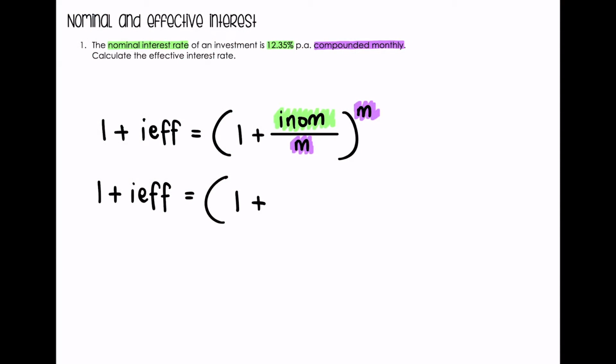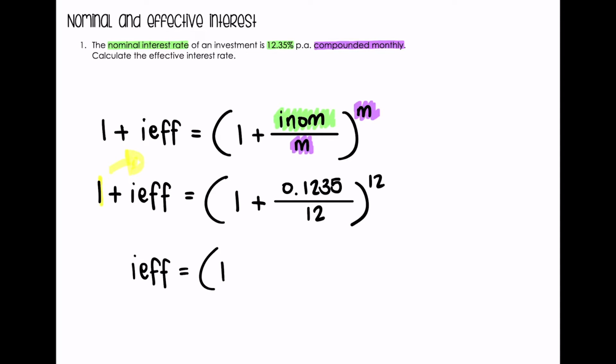So 12.35 will become 0.1235. And that will be over the compounding period, or the number of times it's compounded, which is 12, raised to the power of 12. So that means that for the effective interest rate, I can take this 1 across the equal sign and subtract it from the other side. So that means that this would be equal to 1 plus 0.1235 over 12, raised to the power of 12 and then minus the 1.